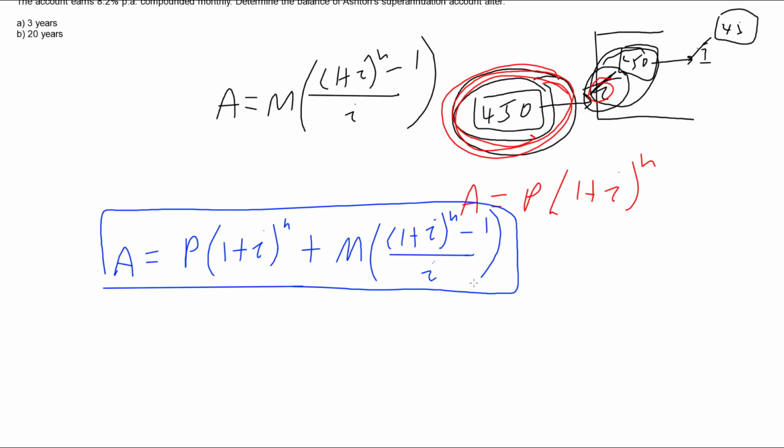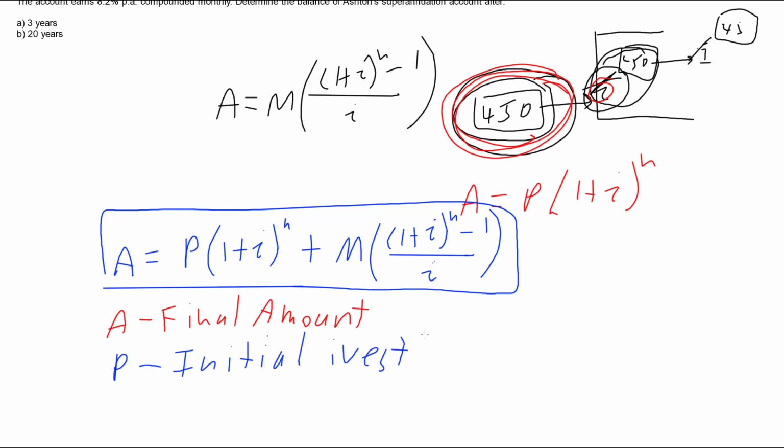So let's have a look at the numbers we're going to put into this. A is going to be our final amount. It's our target, the final amount that we're after once the periods are over. P is the initial investment, and for us that is our initial deposit. So P is going to be $450.